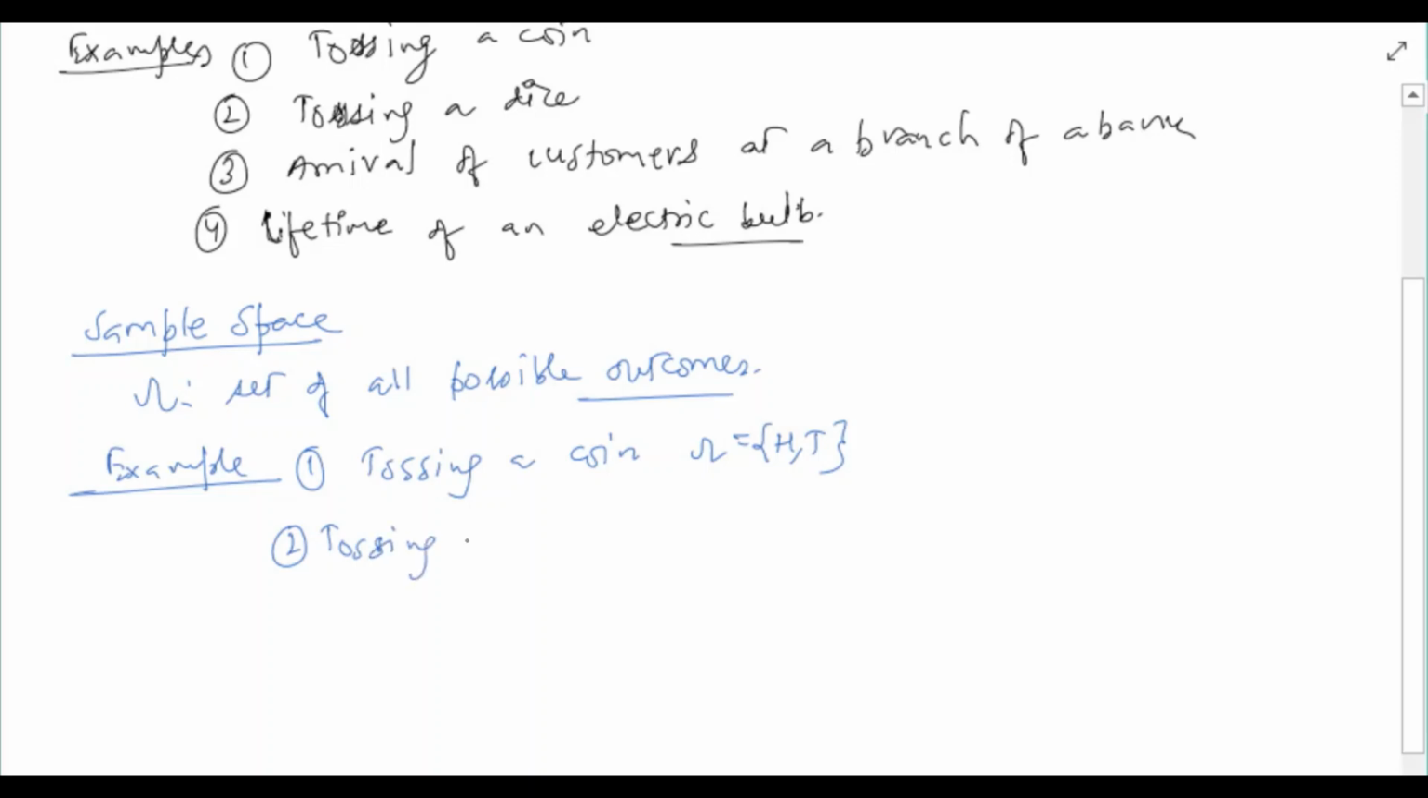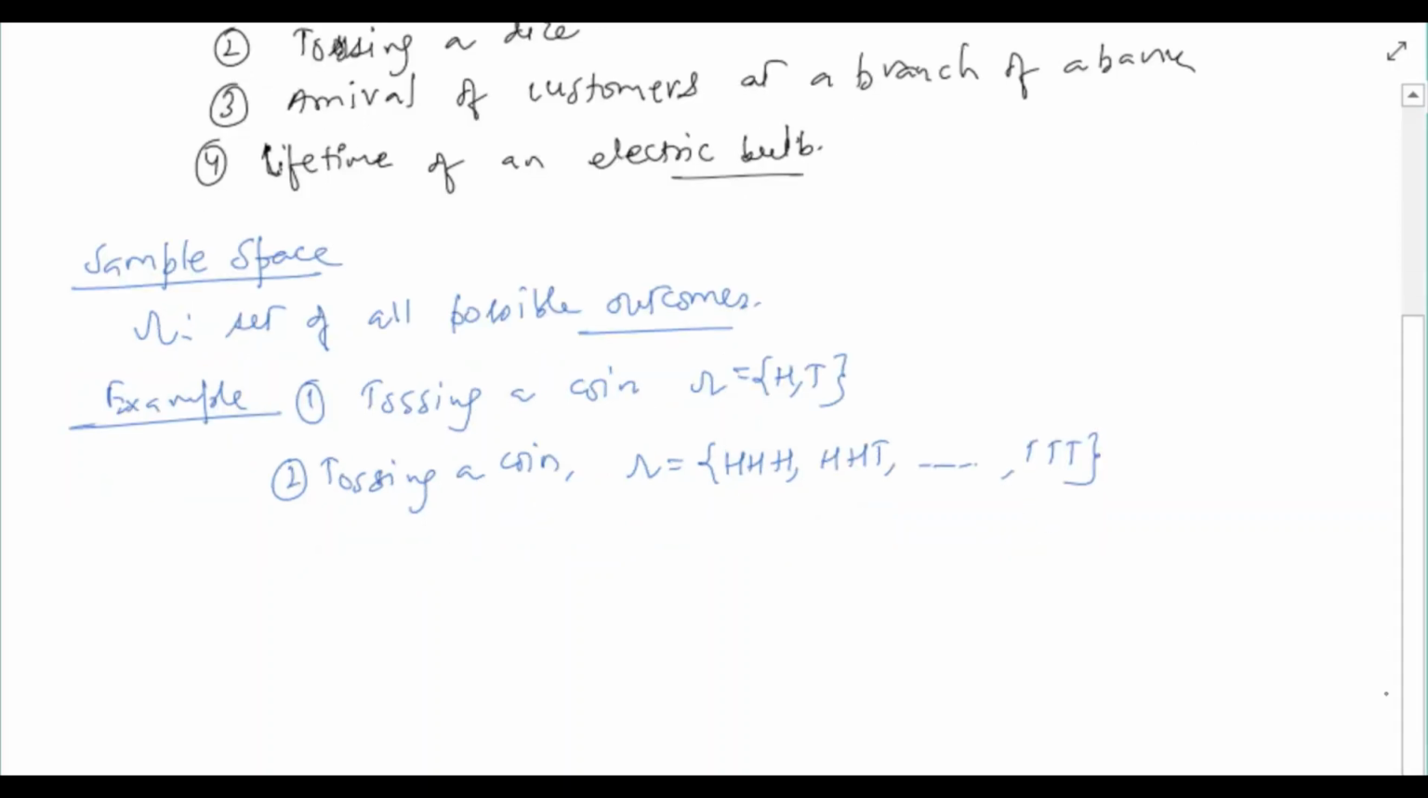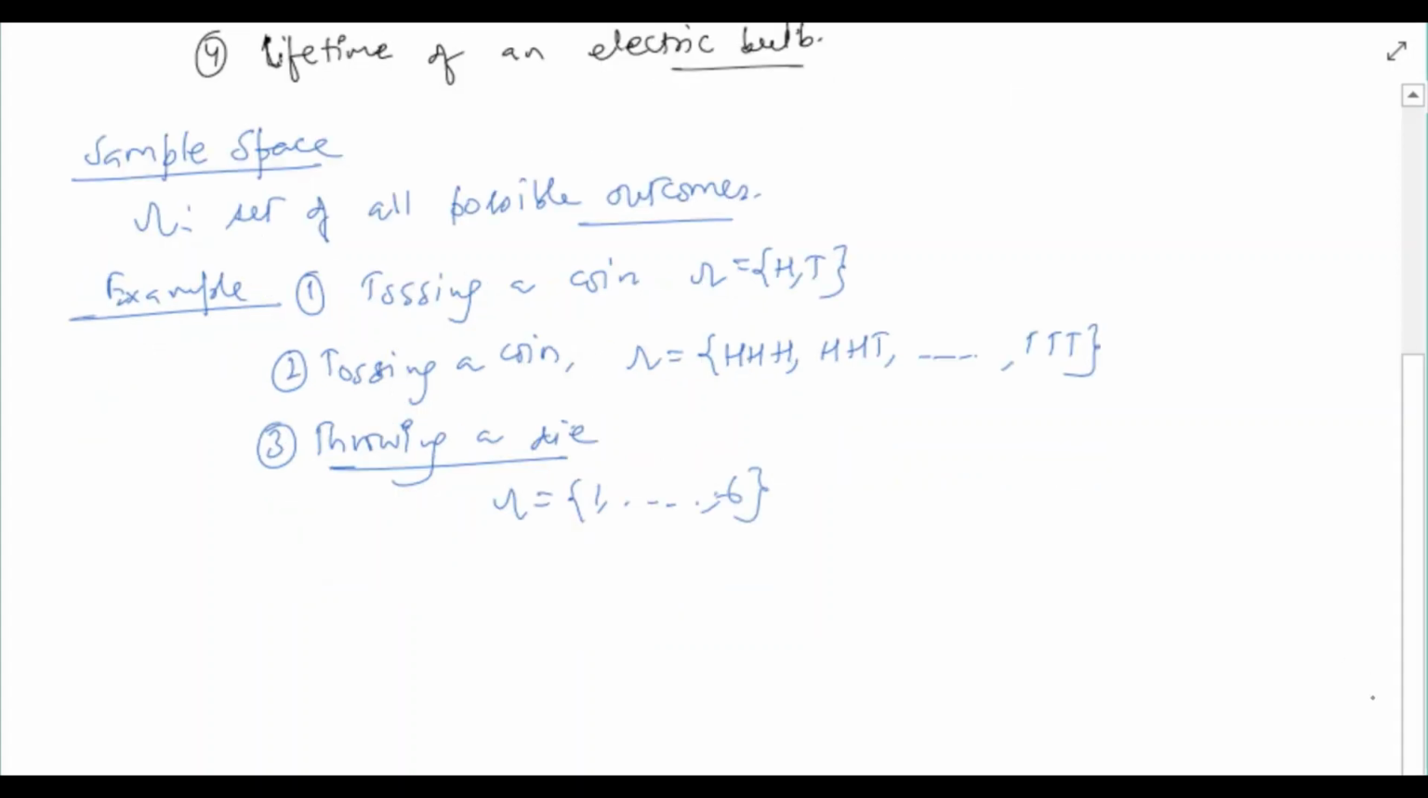Tossing a coin thrice, the same coin, if I toss it thrice, now my sample space is the set of tuples of the type HHH, HHT, dot dot dot, TTT. So there will be 8 such combinations. Say throwing a die, now my sample space will be 1 to 6. This is the set of all possible outcomes.